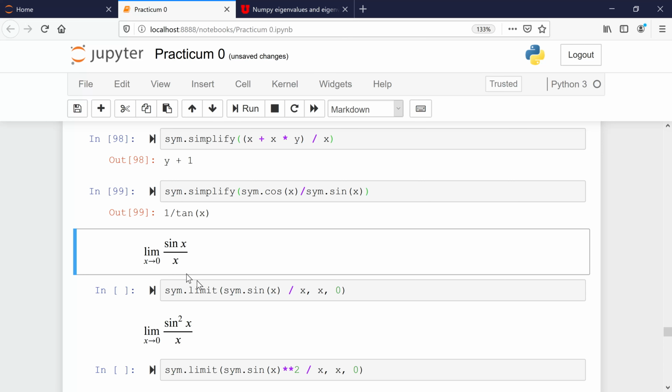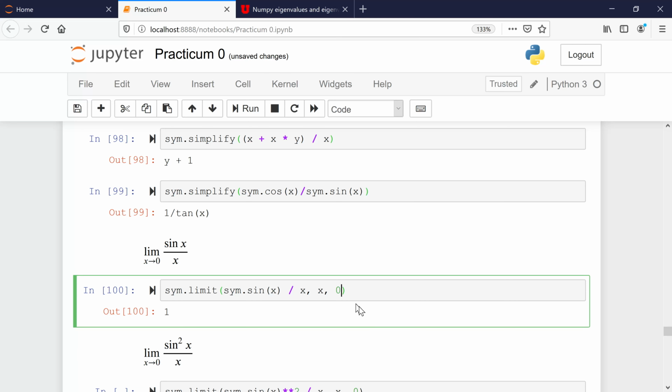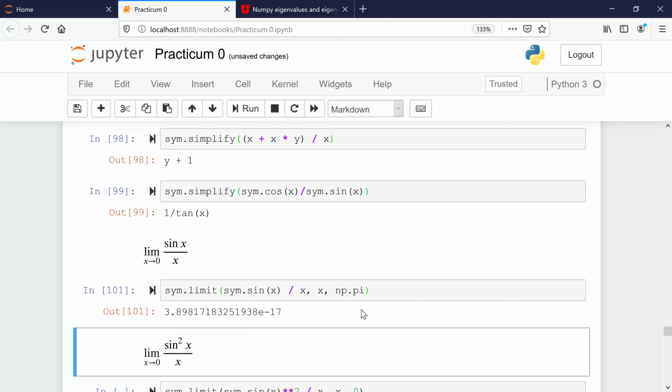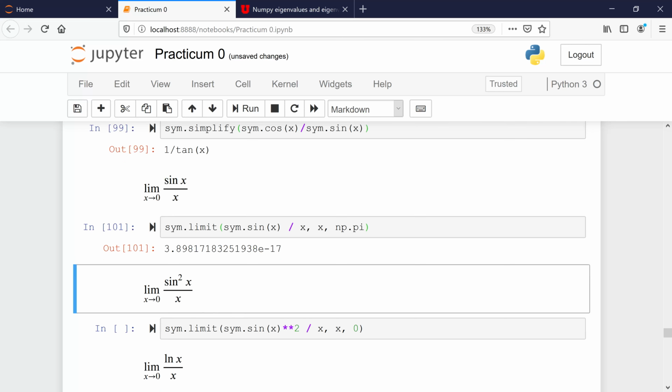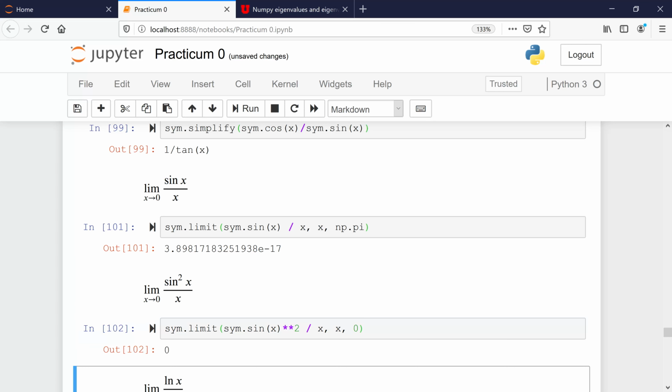For example, sine x over x. So we put with respect to x as x tends to 0. Okay, should get 1. Let us try something else. For example, let us try what happens at pi. Yeah, it should be 0. Okay, but here it computed it numerically, not symbolically. So what is the limit of sine squared x over x? It should give us 0, right?